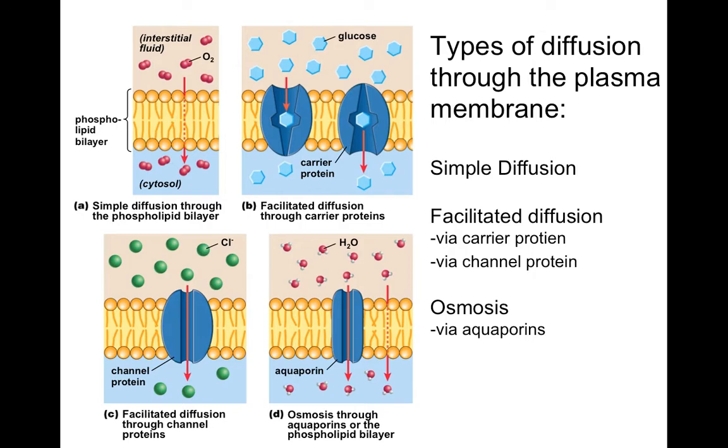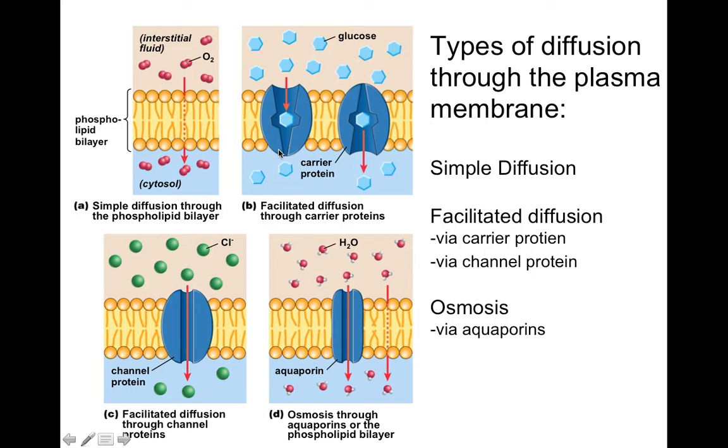But if we want to have a carrier protein or a channel protein, these are two mechanisms by which we can take something from the external environment and bring it into the internal environment. Again, we are still going with the concentration gradient. We are not costing any energy here. So we have a higher glucose on the outside than we do on the inside.